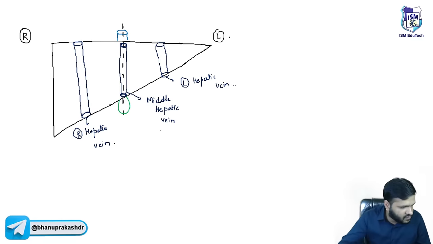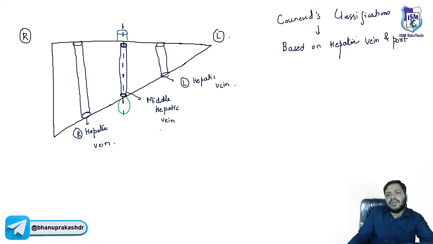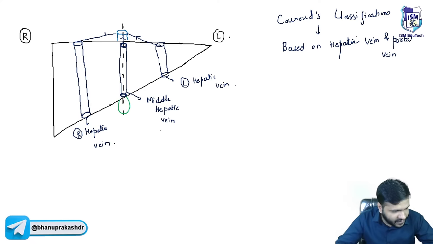So this is how the structures go on, right? Now we have the classification of the liver segments. Remember, beta, this classification is based on the hepatic vein and portal vein. These hepatic veins will all drain into the inferior vena cava: the middle hepatic vein, the right hepatic vein, and the left hepatic vein.